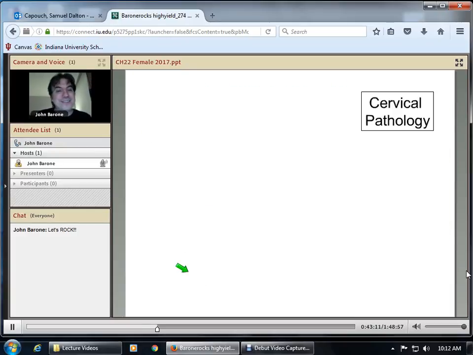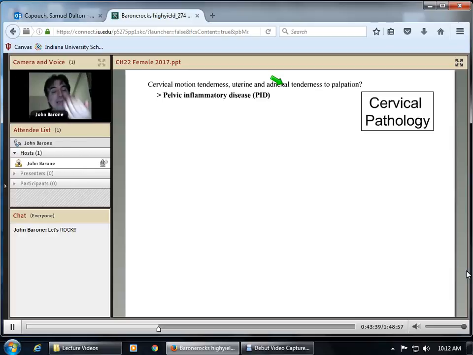All right, now let's do some cervical pathology recall. We just did this, so it should be pretty easy. What if I have cervical motion tenderness, adnexal tenderness, so adnexal, fallopian tube, or ovary area, what's that called? Well, cervical motion tenderness is cervicitis. But then I get uterine midline pain and adnexal pain. Well, now it's in your pelvis. This is a cervicitis that is ascending. We call this pelvic inflammatory disease.